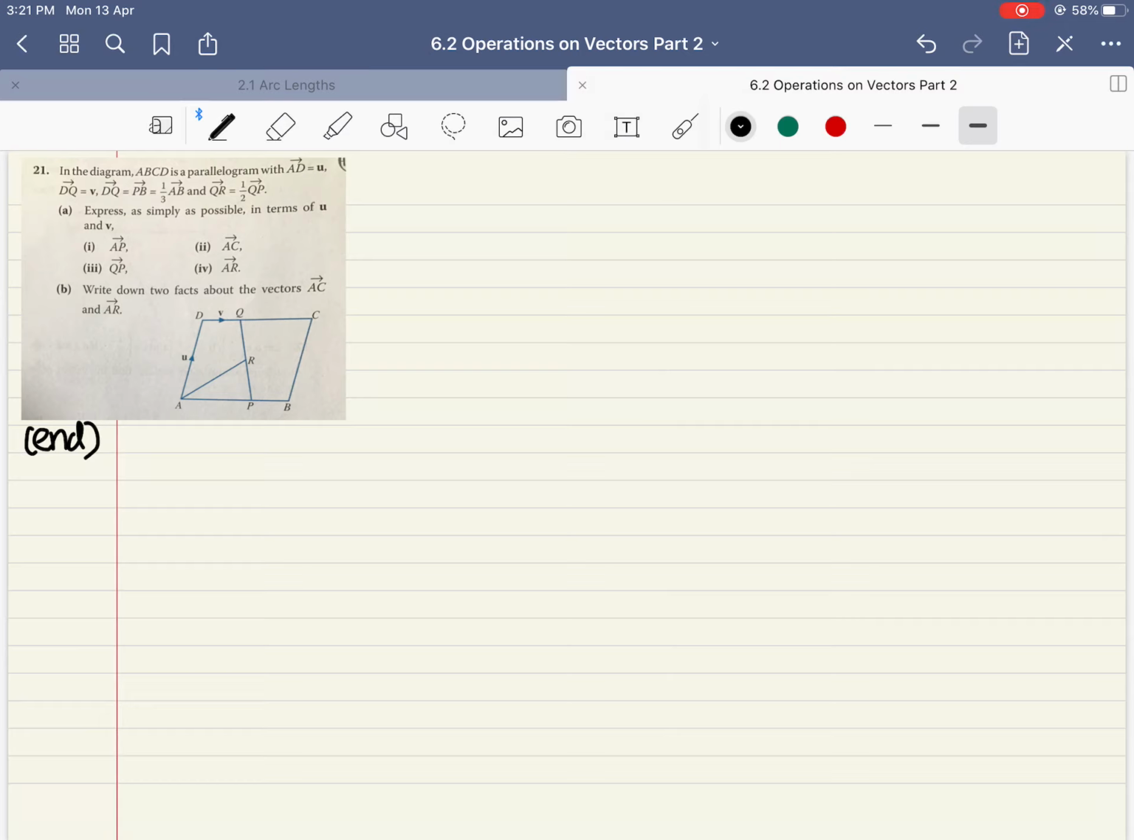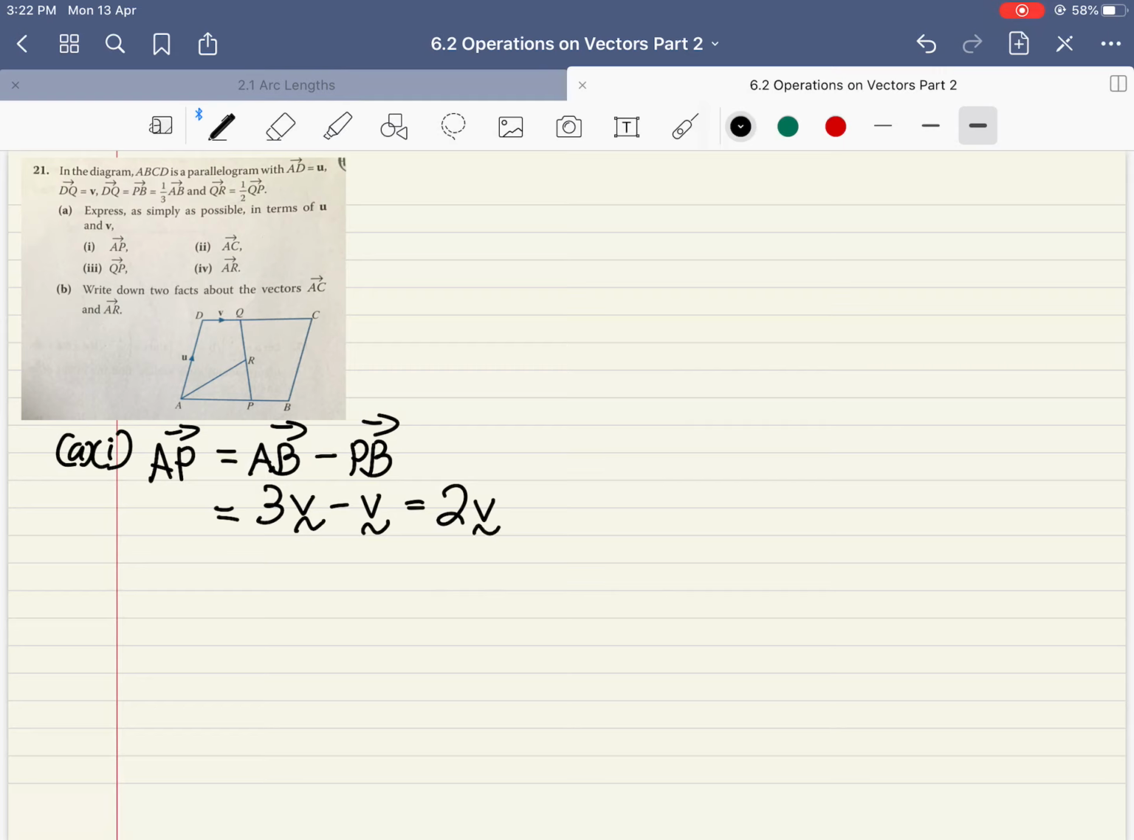We are at the final question for this topic today. So now what I'm going to do is this. Let's just start this off. Then let me just erase this word here. AP over here is the same as saying AB minus PB. So AP is equal to AB plus BP, or minus PB. My AB value is 3V minus away V, which is equal to 2V.